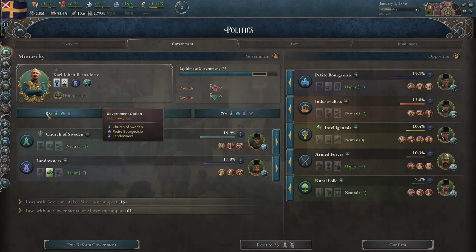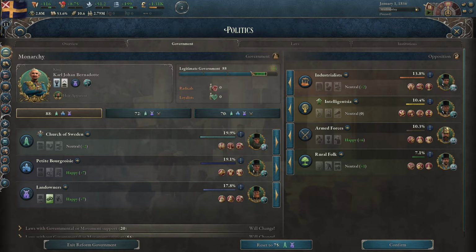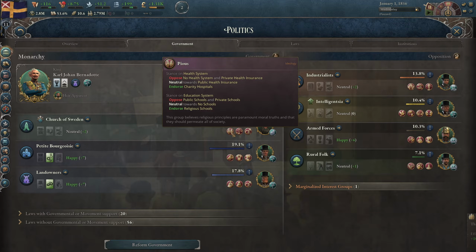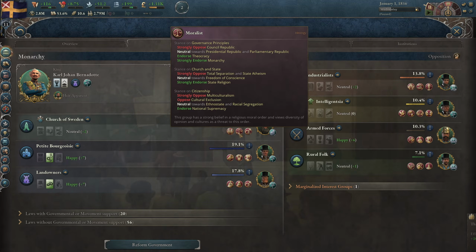We have an 88 legitimacy, but then we put the petite bourgeoisie in. So let's click this. And we're going to do this. We'll confirm this. So now our government is these three groups. And I wanted to put in the petite bourgeoisie, because all these groups have their own agendas, what they want. You can see it over here. The church wants to get religious schools and charity hospitals. They want a state religion.